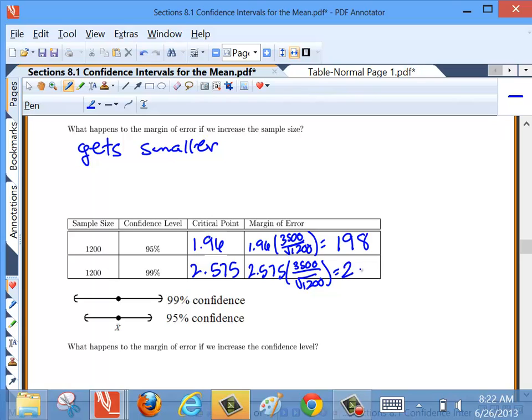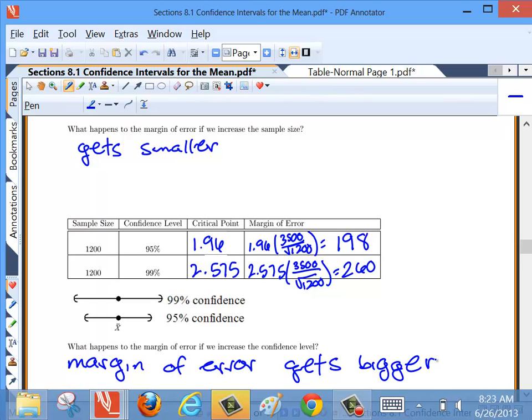So 260. So what happened here? Look at the picture. Here's my 95% confidence interval. Here's my 99% confidence interval. So what happens to your margin of error if you increase your confidence level? It goes up. The margin of error gets bigger.